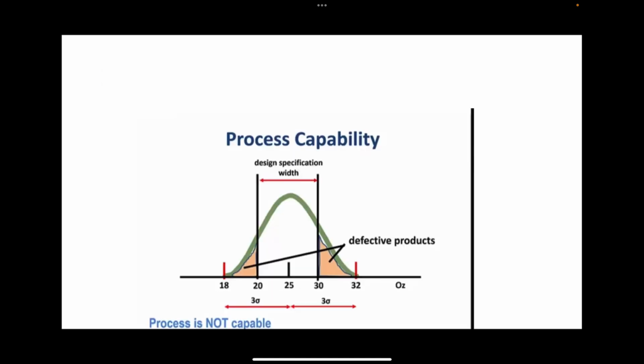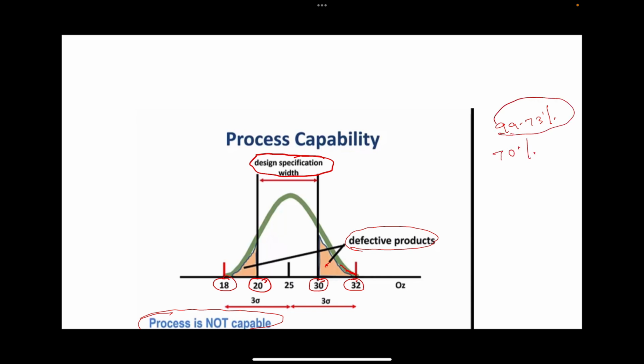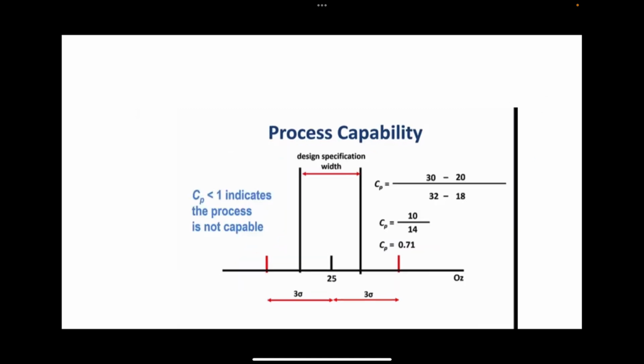So let us see. We have seen our design specification, and this is our process capability. The process will be manufacturing goods between 32 and 18, and the design specification is between 30 and 20. Clearly, many of the products do not meet the design specification, and these are called defective products, and they will not be accepted by the customer. So that means here the process is not capable. It is not able to manufacture 99.73 percent within the design specification. Maybe it is able to manufacture some 70 percent, but that is not sufficient. We need to manufacture 99.73 percent of the goods within the design specification.